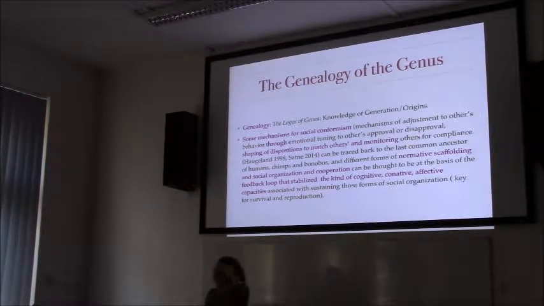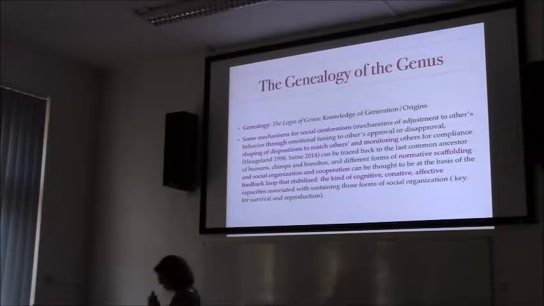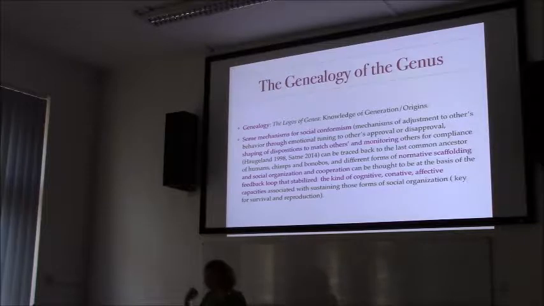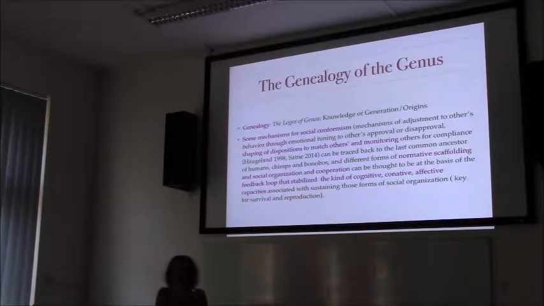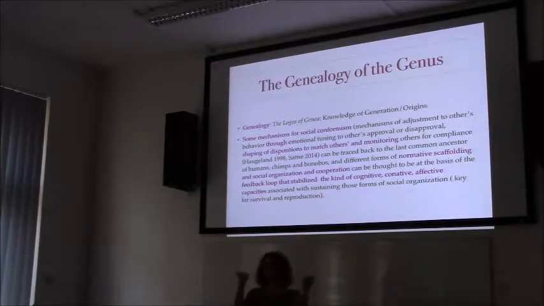And here is my tentative idea about it, which we discussed in the workshop a bit more: some mechanisms for social conformism, the ones that I was describing in my coordination cases, mechanisms for adjustment of behavior, for emotional tuning of approval and disapproval, shaping of dispositions to match each other's dispositions, and monitoring standards for compliance, which is what Haugeland calls social conformism, can be traced back to the common ancestor of humans, chimps and bonobos. Because you can see that this also happens with chimps and bonobos.